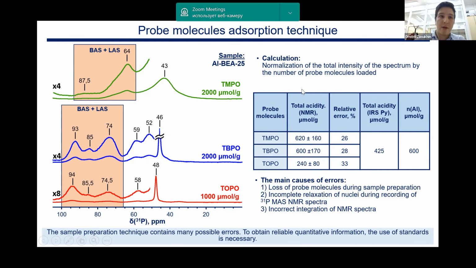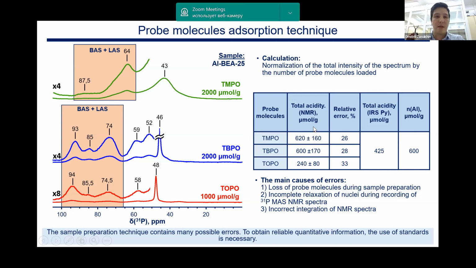Next, we integrate the spectra and normalize the general integral by the amount of adsorbed substances. It turned out that the total acidity obtained by this method significantly differs from the total acidity obtained by infrared spectroscopy of adsorbed pyridine and the theoretical amount of aluminum in the structure. More importantly, reproducing the experiments leads to a large scatter in the observed results. This can be seen from the large value of relative error.